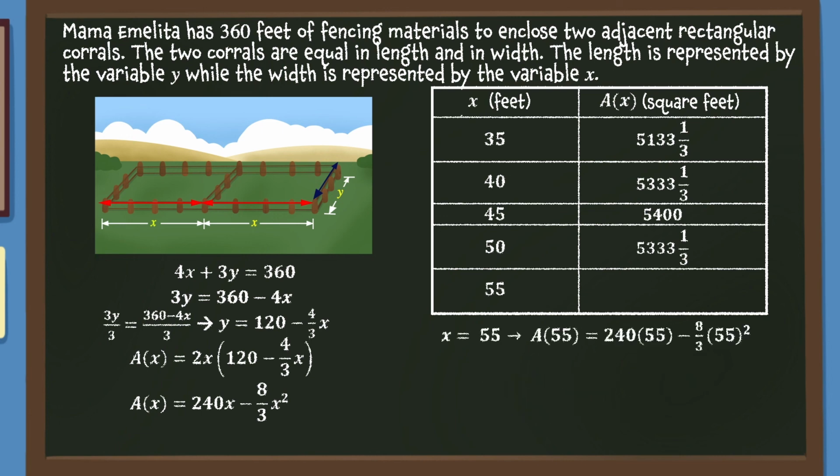And when x is 55, A of 55 must be equal to 240 times 55 minus 8/3 of the square of 55. A of 55 is equal to 13,200 minus 24,200 over 3. And the result is A of 55 is equal to 5,133 and 1/3. Hence, when the width of each corral is 55 feet, the total area of the corrals is 5,133 and 1/3 square feet.